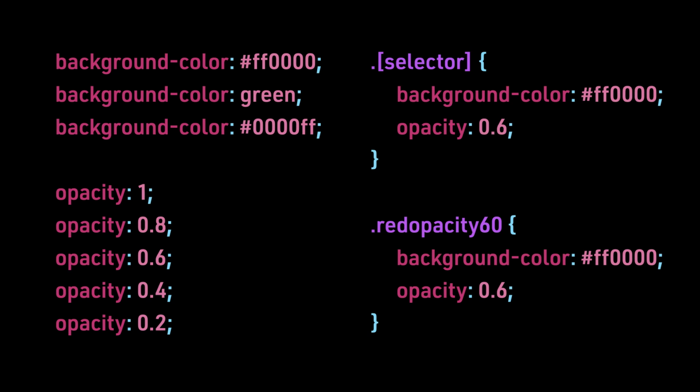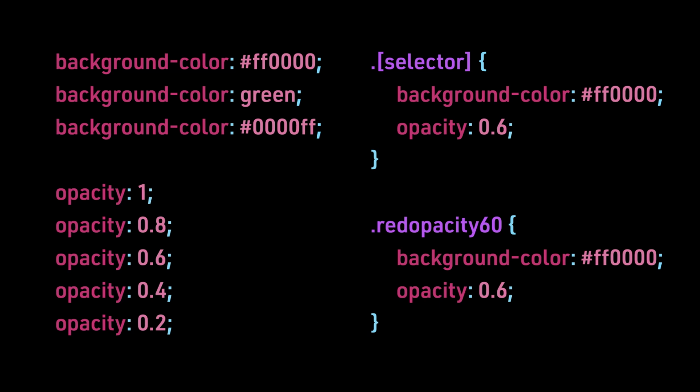For the color green, we are using the color name instead of the hexadecimal color code. On the left, we see our CSS declarations for the background color for red, green, and blue. We also see our declarations for opacity at the different levels. So when we take our class selector, we're going to apply the two different declarations to the selector. We will have a background color to designate the color and also the opacity to designate the level of transparency.